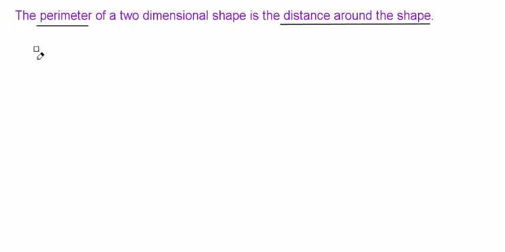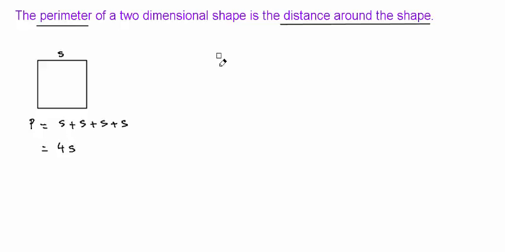So if you want to find the perimeter of a square that's got the same length on all four sides, let's say that length is S, so it's S on each side and it's a square, so the perimeter is going to be S plus S plus S plus S for the four sides, which is equal to 4S.